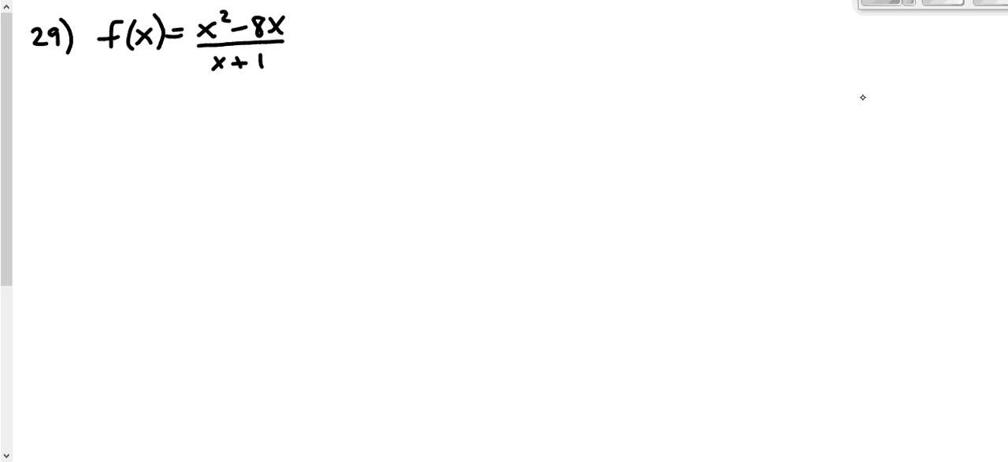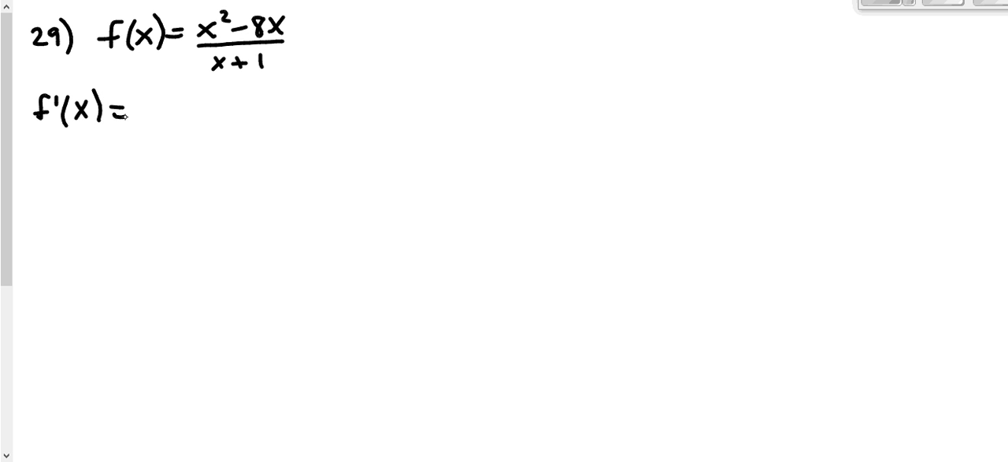Okay, I'm going to work out number 29 and number 39 from page 239. In both of these, we want to find the maxes and mins using the second derivative test. The first thing to do is find the first derivative and then use it to find the critical points.